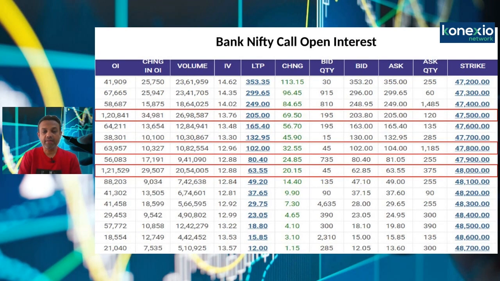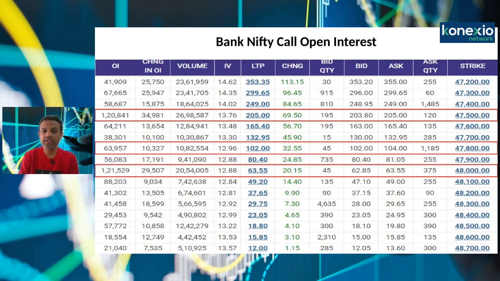In Bank Nifty calls, the action was seen in 47,500 calls, 47,800 calls and 48,000 calls. Here you can see there was a rise in the open interest and a rise in the volumes. Implied volatility is between 12.88 and 13.76. The option premiums are positive, so that means the data is positive at this juncture.